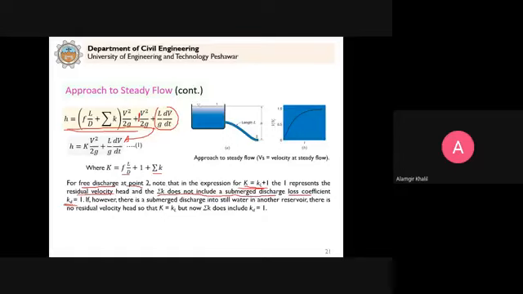We studied about the submerged discharge loss. Because in here it will represent the residual velocity head, that's why the summation of k should not include the K_D equal to 1 term. This is for free discharge. If, however, we have a submerged discharge, then K will be equal to summation of k, and now this K will include the K_D equal to 1.